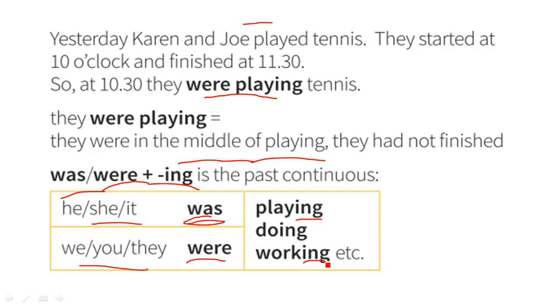We use he, she, it with the past of the auxiliary verb, was, whereas we, you, they are used with were. We can repeat these examples. He was playing tennis. She was ironing the clothes. It was running fast. We were doing our homework. You were working in the field. They were watering the flowers. To conclude, the past continuous is formed with the auxiliary verb was or were plus the verb plus ing.